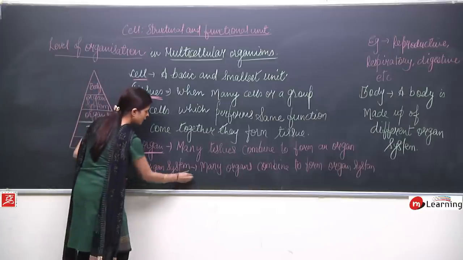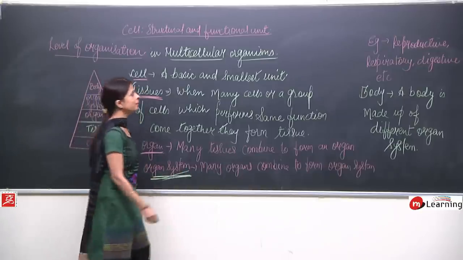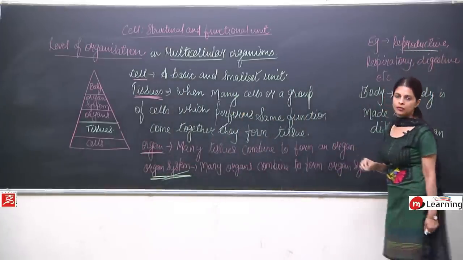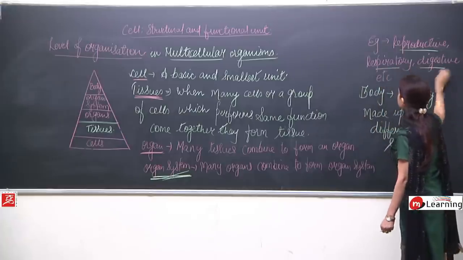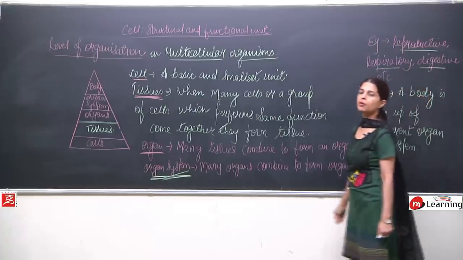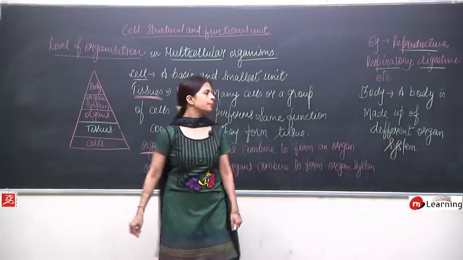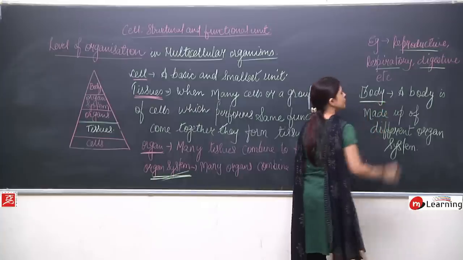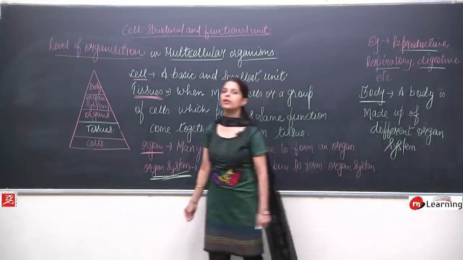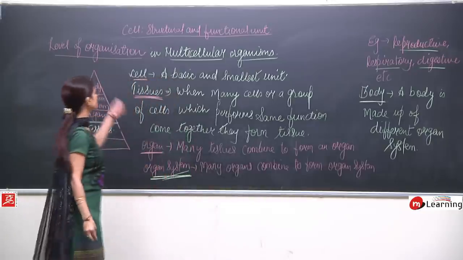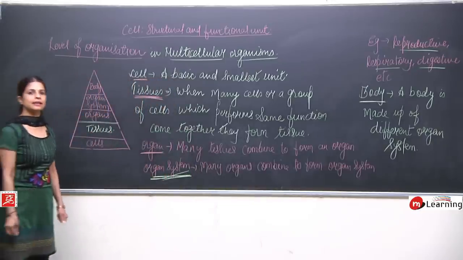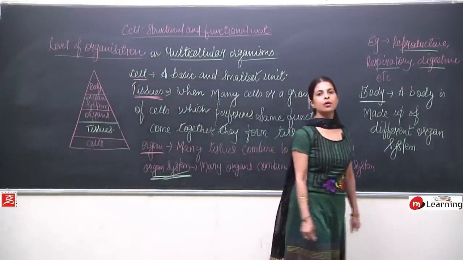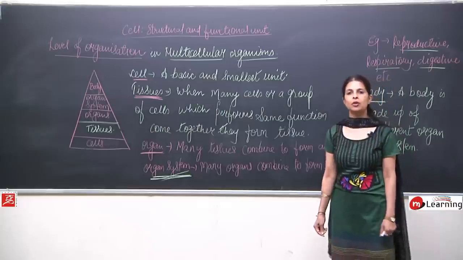And organs form the organ system. Organ systems like the reproductive system, respiratory, digestive, all these systems are made up of different organs. Now, all these systems form the body. So, here I think now this level of organization in multicellular organism is clear. Now we'll move to the next topic, and that is about the shape and size of the cell.